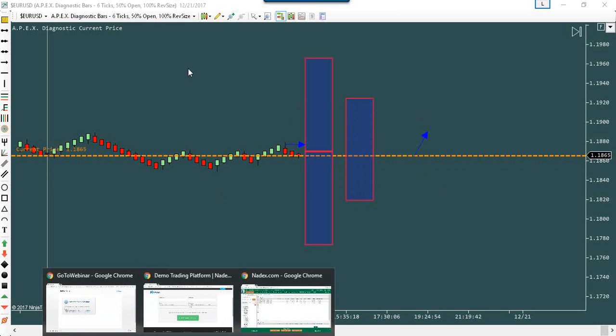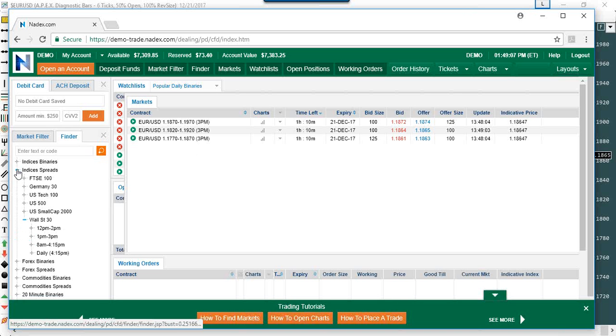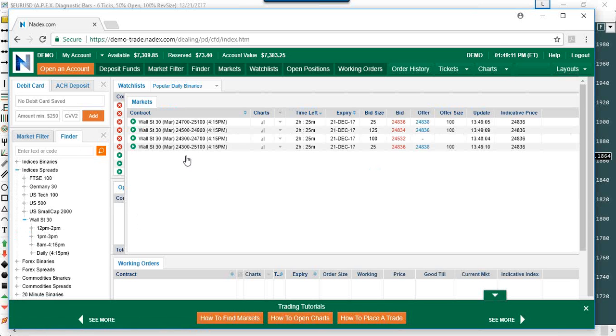So now that we've explained that on a smaller scale, let's take a look at something. If we go back over to the indices and pull up the Wall Street 30 dailies, how wide are these spreads? 300 to 700, right? You see that?